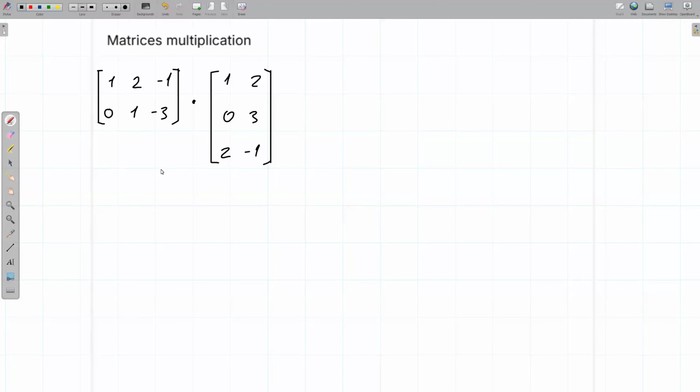Okay, so let's talk about matrix multiplication. First of all, the dimensions are important. This matrix has 2 rows and 3 columns, so its dimensions are 2 by 3. This matrix has 3 rows and 2 columns, so its dimensions are 3 by 2.